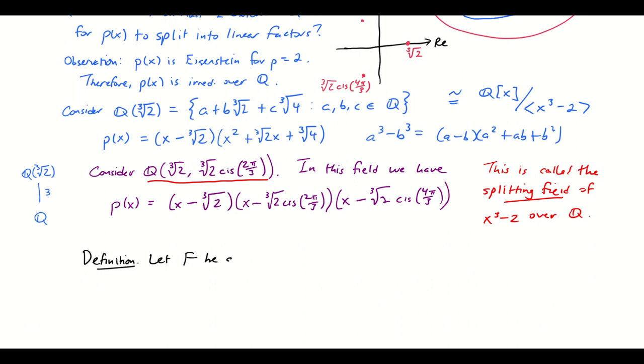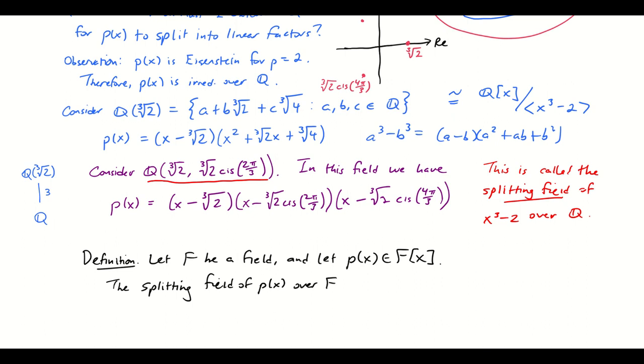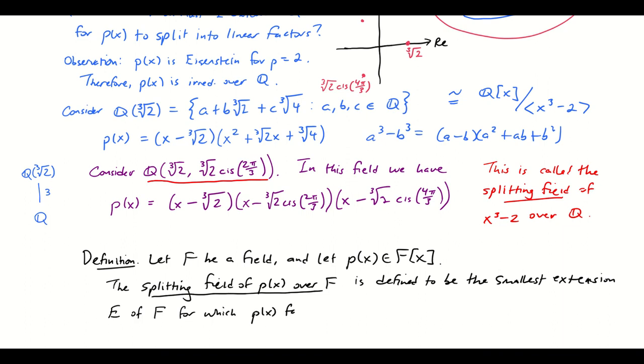So let F be a field, and let p of x be a polynomial in F adjoin x. I am not requiring that p of x be irreducible. It may be reducible over F. That's fine. The splitting field of p of x over F is defined to be the smallest extension field of F. So let's call that E, the smallest extension E of F for which p of x factors entirely into linear factors in E adjoin X, in that new extended polynomial ring. Okay, so E is the smallest extension of F over which p of x factors completely into linears.